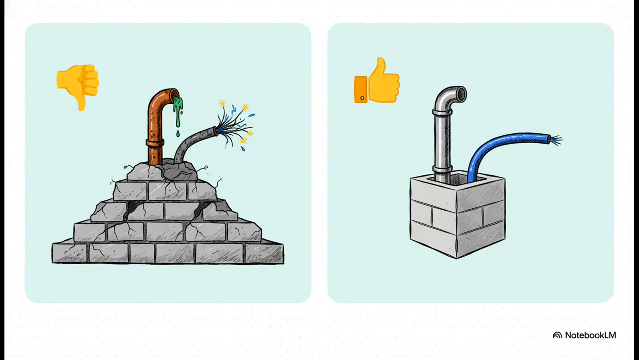To really get a handle on this, think about building a house. You would never, ever build a brand new home with rusty pipes that you know are going to leak or ancient frayed electrical wiring, right? Of course not. You'd insist on using modern, tested, reliable materials. And yet, in the world of software, it happens all the time.